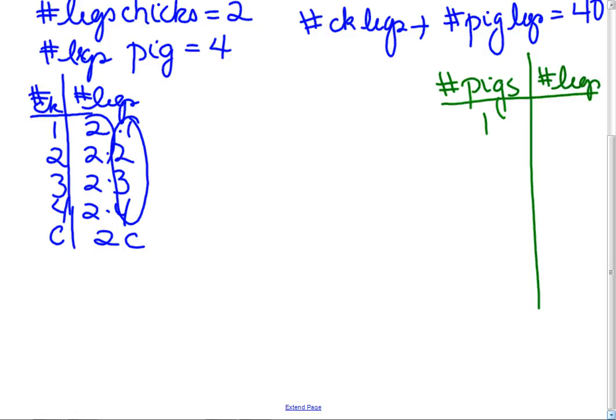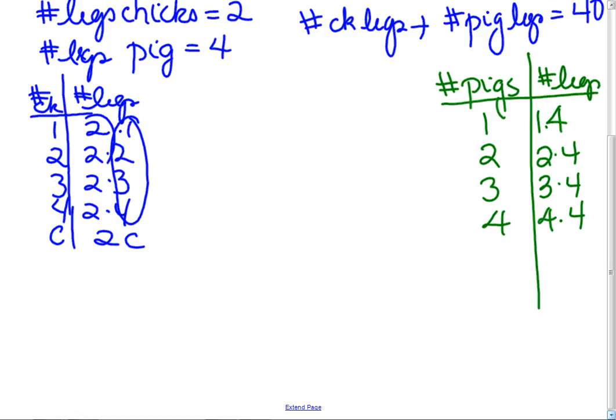Okay, so if I have 1 pig, how many legs? 4. If I have 2 pigs, 2 times 4. I'm multiplying. This is 1 times 4, isn't it? What if I have 3 pigs? 3 times 4, which is not 7. 4 pigs. 4 times 4.